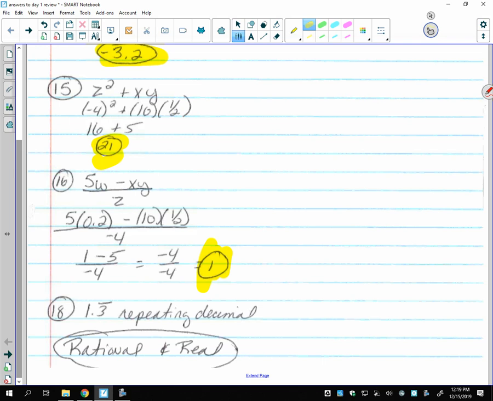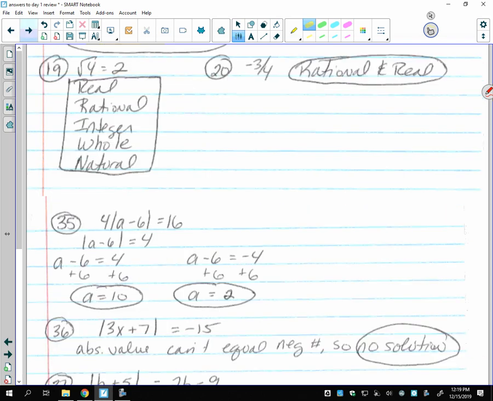So if you forget real, rational, irrational, whole, natural, that might be something worth writing down, that chart. But repeating decimals are rational because you can write a repeating decimal as a fraction. So if it's a fraction or repeating decimal, it's rational. And then real numbers. All of these are real numbers except for complex numbers, right? Which we didn't do in chapter 1.